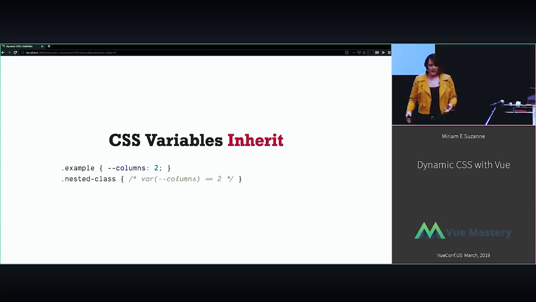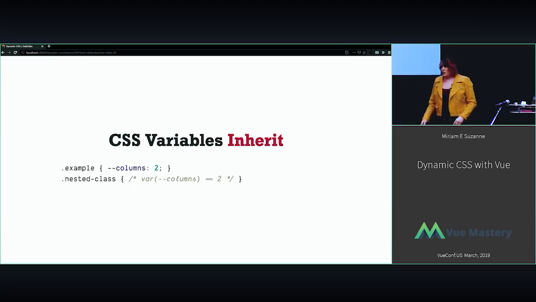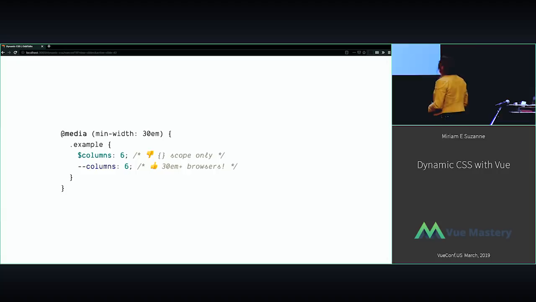CSS variables work differently. They inherit. They inherit like any other property, and that's why they're designed differently. There was a lot of talk about designing them more like Sass variables, but this is a special feature that actually opens up a lot of possibilities for us. If we define columns to 2 inside of example, it will now be available inside of example in the DOM. The browser can understand that, and it can inherit to nested properties. Not scoped based on your code, but scoped based on the DOM.